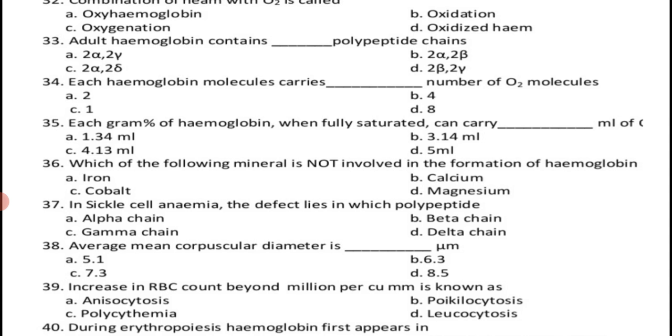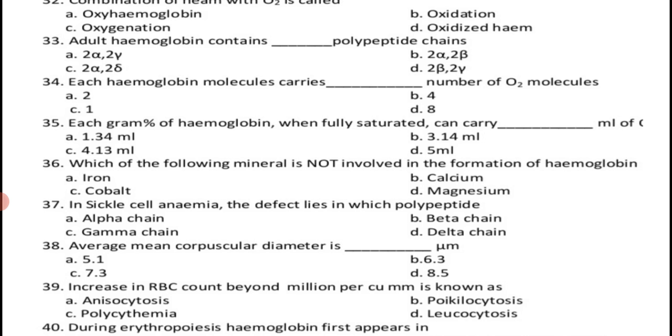Next, question 34. Each hemoglobin molecule carries dash dash number of O2 molecules. Option B, that is 4. Each hemoglobin molecule carries 4 oxygen molecules. Each hemoglobin molecule has 4 binding sites for oxygen. Thus, each hemoglobin tetramer can bind and carry 4 oxygen molecules.